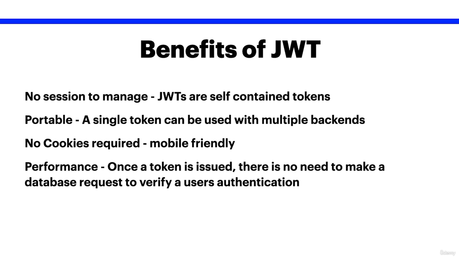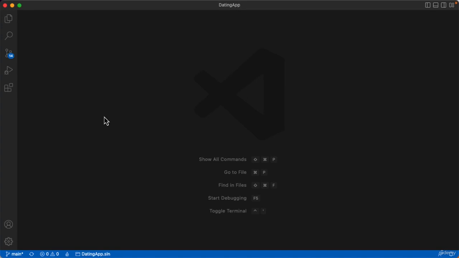So let's go ahead and implement them in our application. So now we've got our methods for register and login. We need to be able to issue the users with one of those tokens we've just discussed. And we're going to create a service to do this.